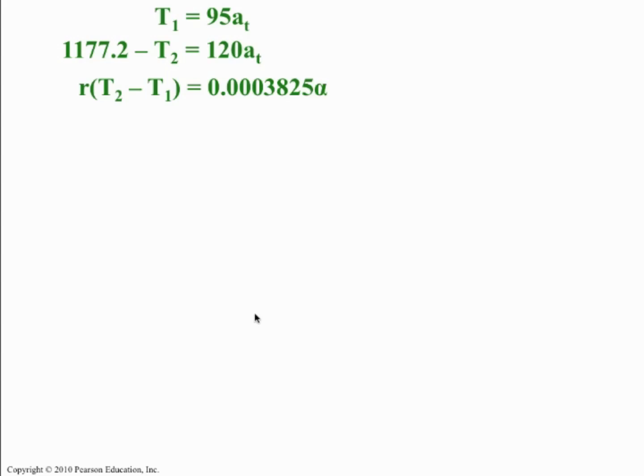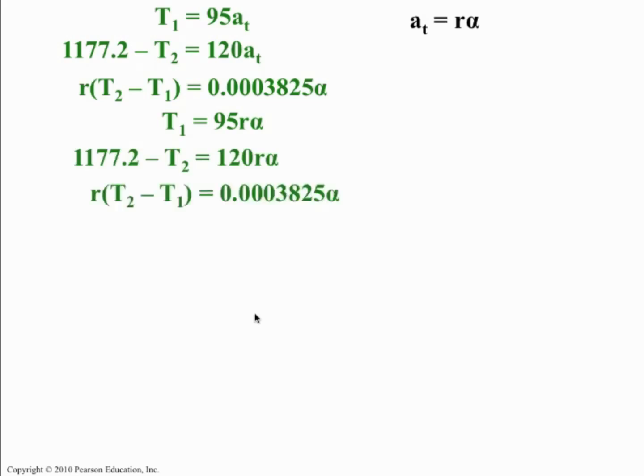So we have to reduce the number of unknowns. We're going to remember that a sub t equals R alpha, and now we can replace the a sub t's with R alpha. And so rewriting, we have T1 equals 95 R alpha, 1177.2 minus T2 equals 120 R alpha, and R times (T2 minus T1) equals 0.003825 alpha. All right, now we have a system that you can solve.